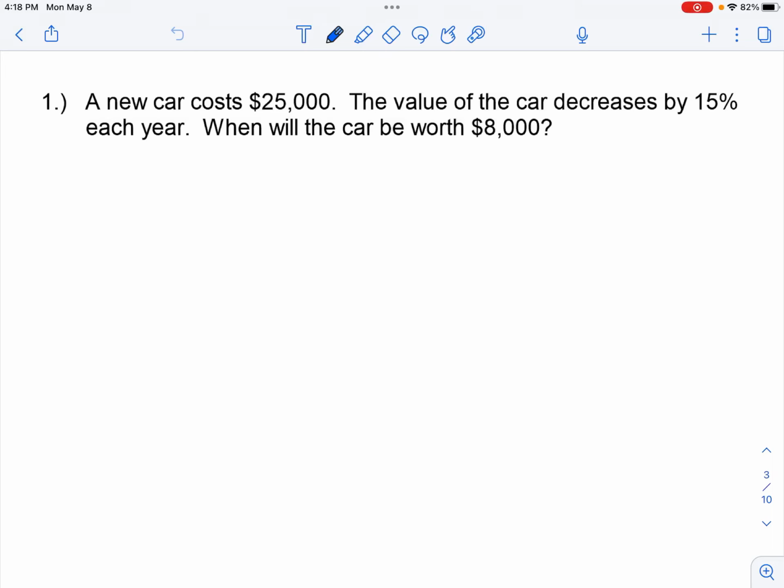All right, so here we go. Example number 1. A new car costs $25,000. The value of the car decreases by 15% each year. When will the car be worth $8,000?